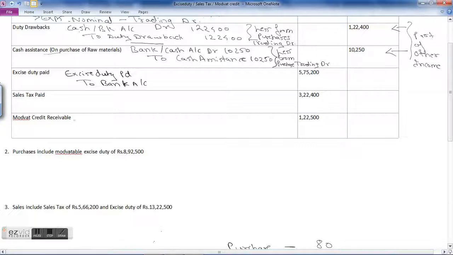Then there is something known as MODVAT credit receivable also. It is showing a debit balance of 1,22,500. Again, this MODVAT credit receivable is related to your excise duty. So the entry which would have been passed here is MODVAT credit receivable to purchases. It has been reduced from your purchases and taken to MODVAT credit receivable, since you will be receiving a credit.